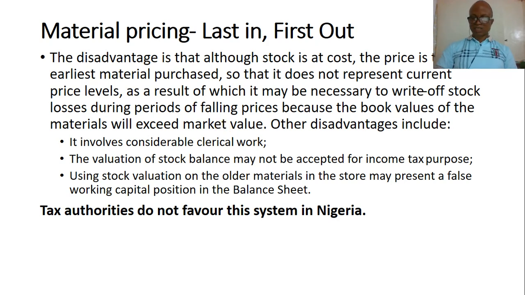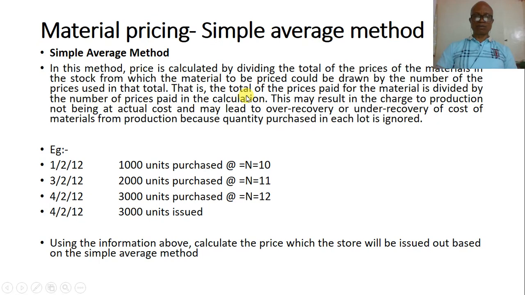So let's look at the next one, which is simple average. In this method, price is calculated by dividing the total of the prices of materials in the stock from which the material to be priced could be drawn by the number of prices used in that total. So look at the example given here. In 2012, we have 1,000 units purchased, another one 2,000, another one 3,000. So what is the price at which you're going to issue out 3,000 units here? You have to look at the simple average. This is 10 plus 11 plus 12, that's 33. So divide by 3.